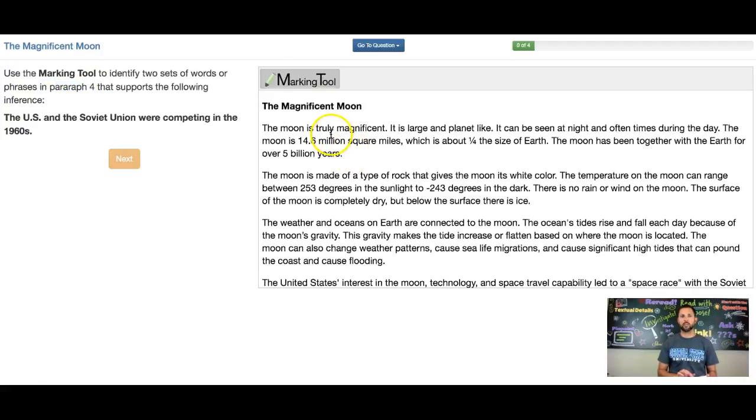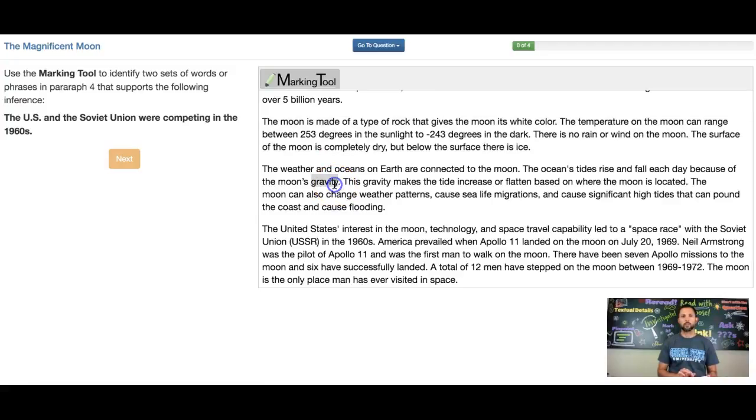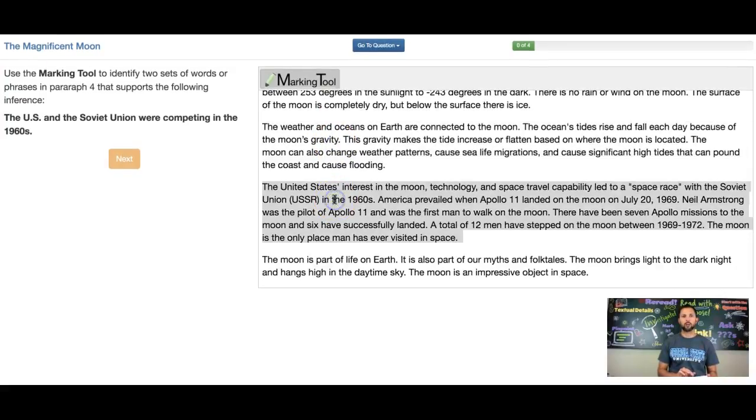Paragraph 4. So let's come over here, count in your head with me. Here's paragraph 1, 2, 3, and here is paragraph 4. Now we're looking for two sets of words or phrases that give us the idea that the Soviet Union and the US were in some sort of competition. Okay, some sort of competition. The United States' interest in the moon, technology, and space travel capability led to a space race.